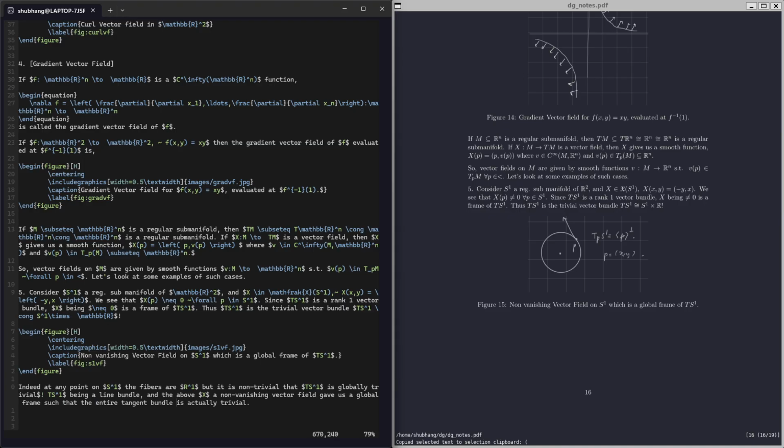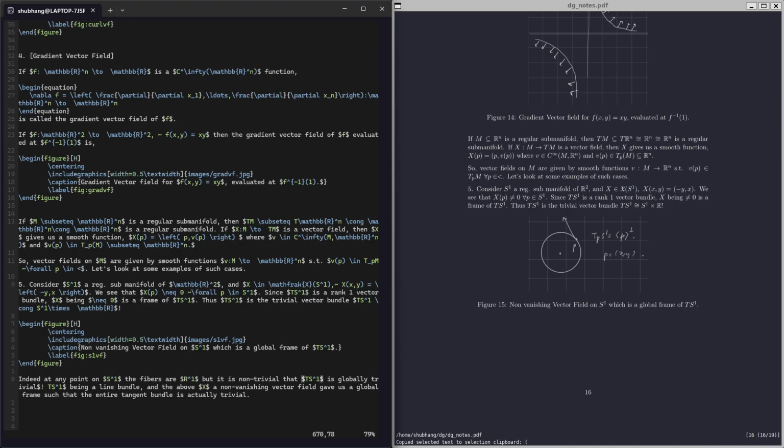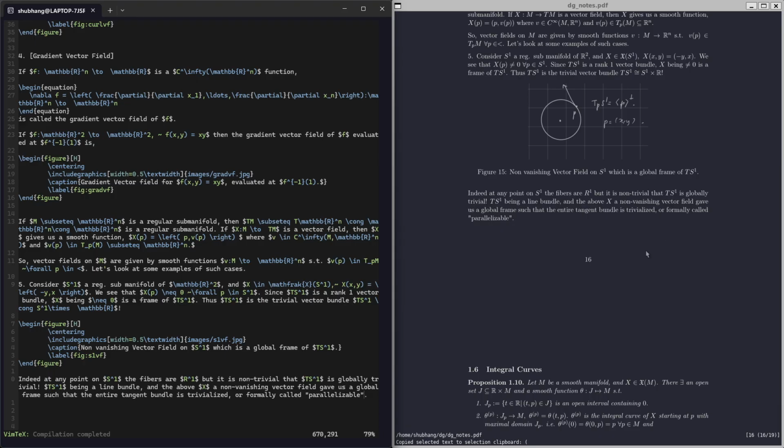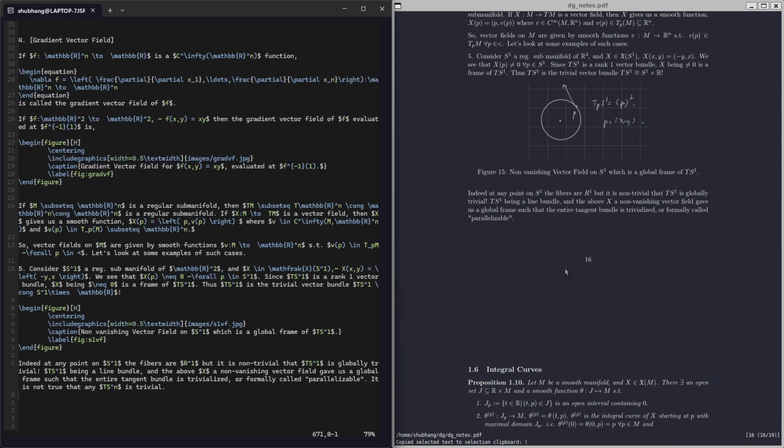TS1 being a line bundle and above X, a non-vanishing vector field gives a global frame such that the entire tangent bundle is trivialized, or formally called parallelizable. It is not true that any TSn is trivial.